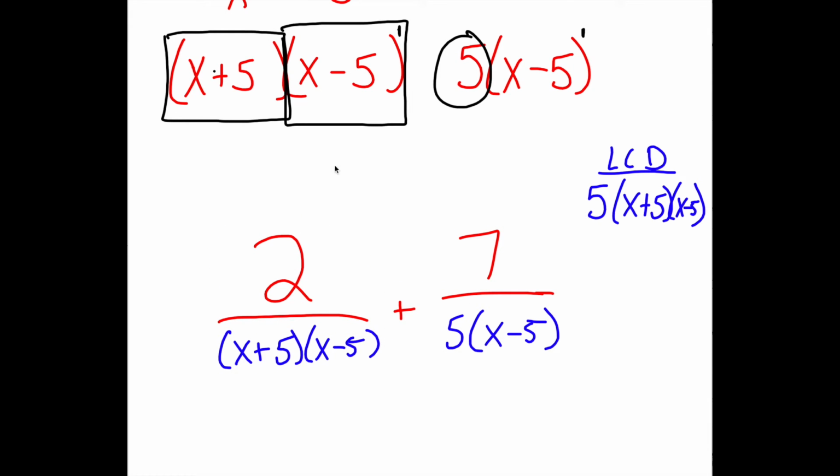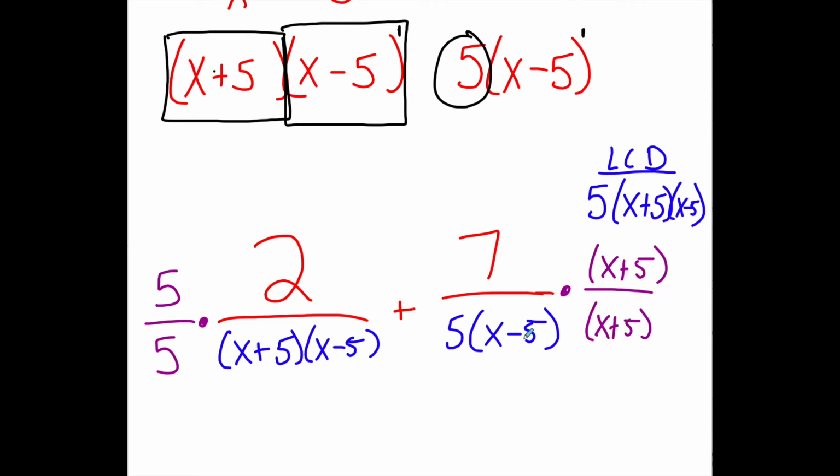Okay, so now for the first time, if you look at the left-hand side denominator, it's missing that 5, right? There's a 5 in the LCD, but not here. So I'm going to multiply the top by 5 and the bottom by 5, because when the 5 comes over, when it multiplies, it's going to be equal to the LCD. On the right, I've got the 5, I've got the x minus 5, but look, I don't have the x plus 5. So I'm going to multiply this by x plus 5 and x plus 5.